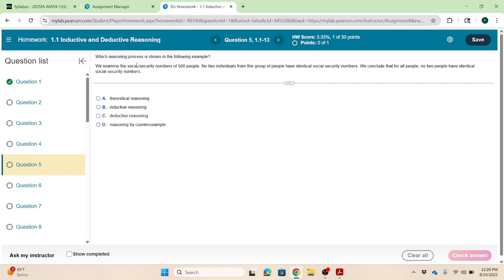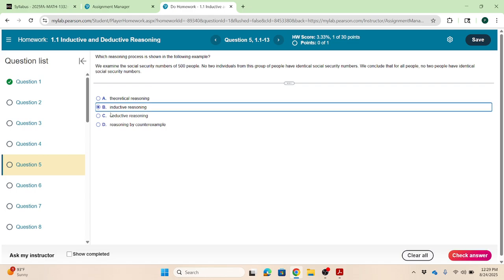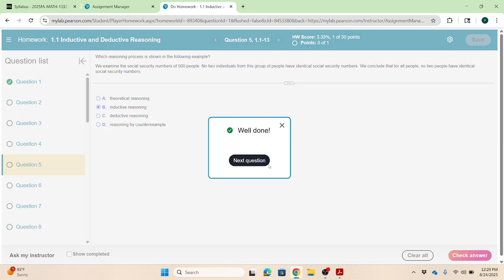We examine the social security numbers of 500 people. No two individuals from this group of people have identical social security numbers. We conclude that for all people, no two people have identical social security numbers. So it's coming from examples to generalization. That's why it's called inductive reasoning.